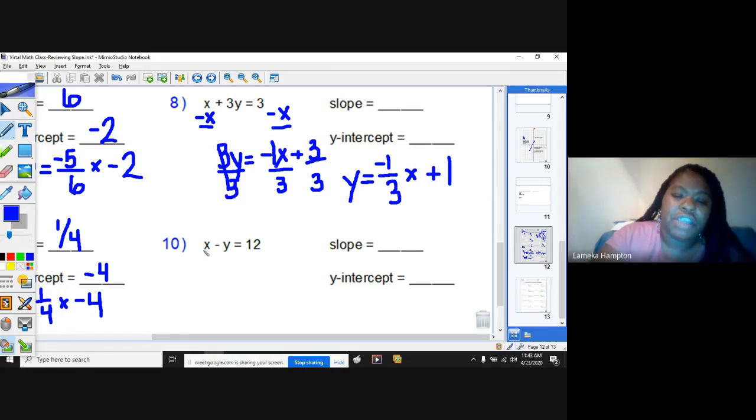So remember, is this x positive or negative? It's positive. So because the x is positive, I have to do the opposite, which is negative.